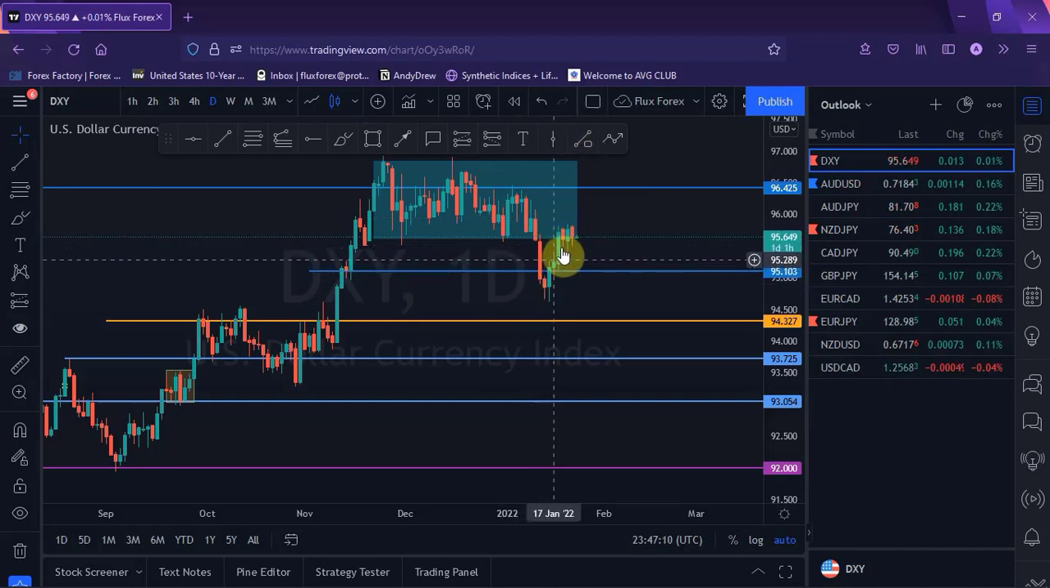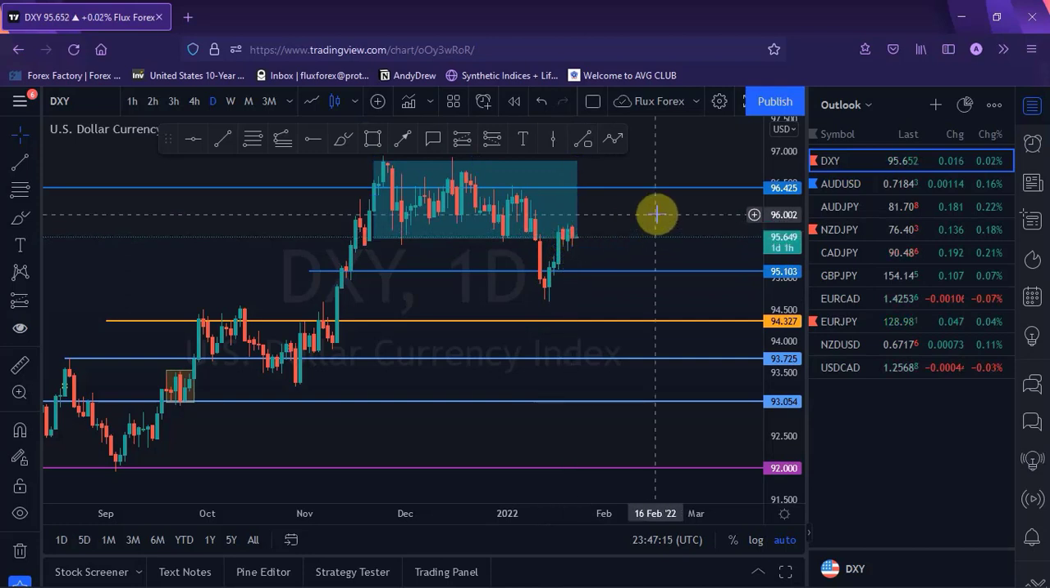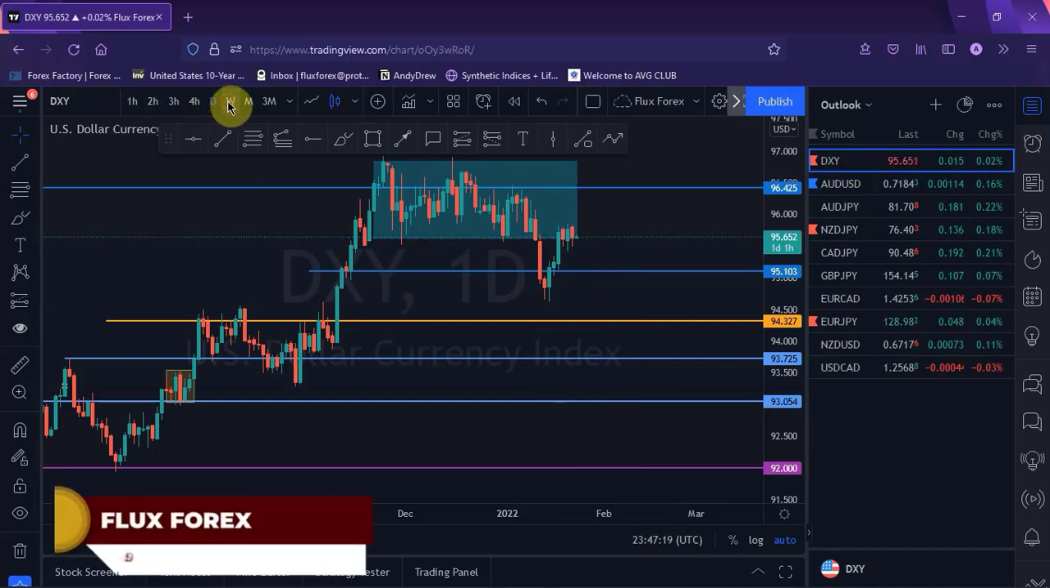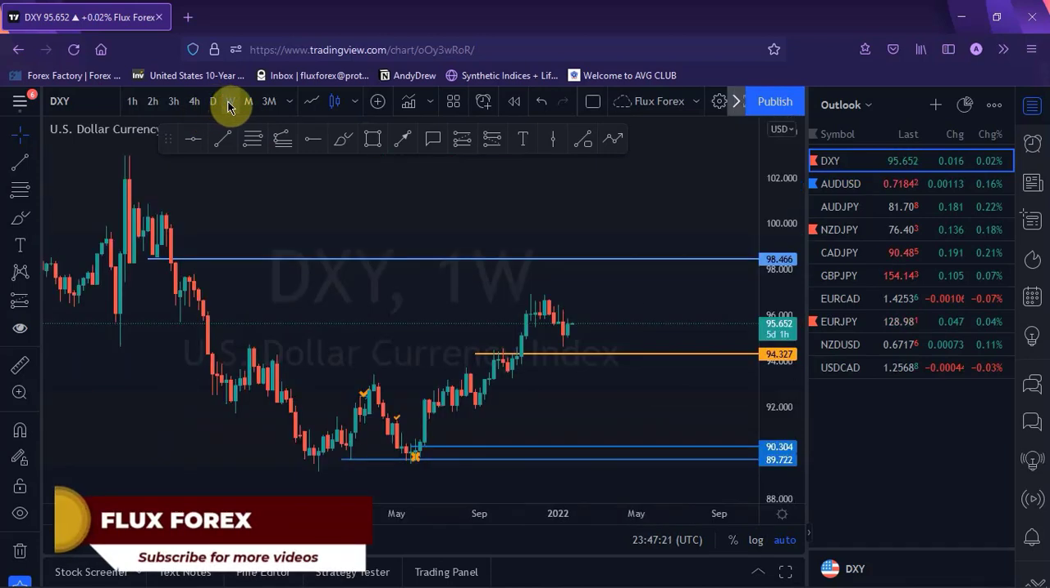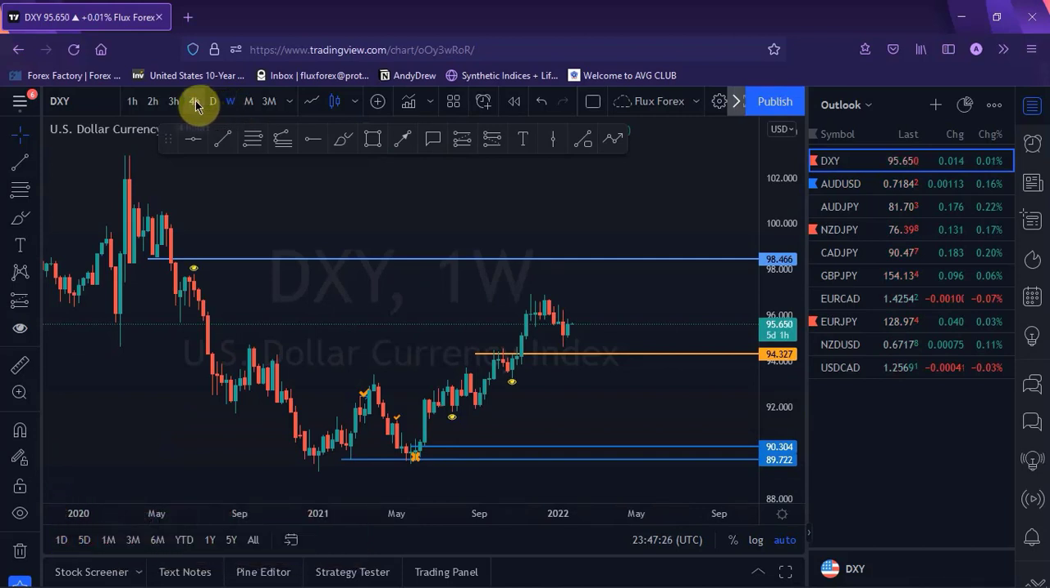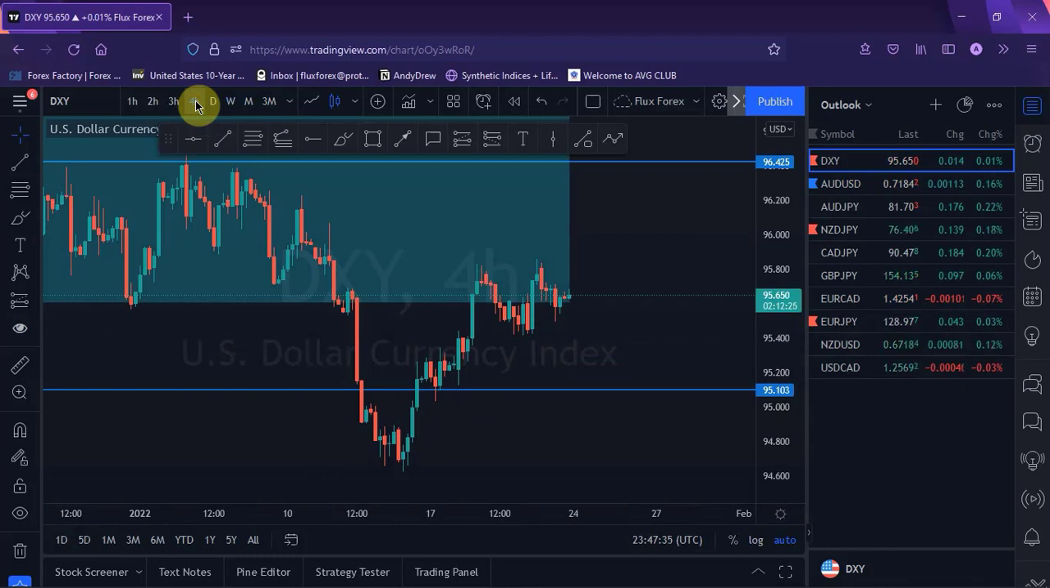So going into this week, I'm really expecting to see some bullishness in the dollar index. I'm expecting the dollar index to move to the upside, with the concept of the power of three. So that is that for the dollar index.